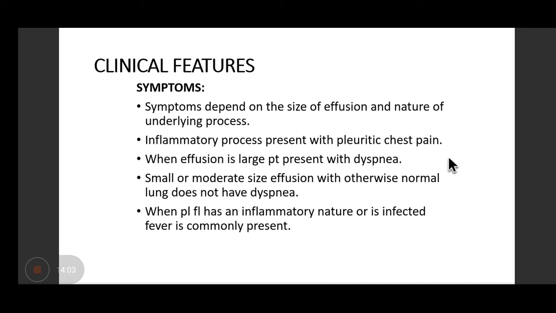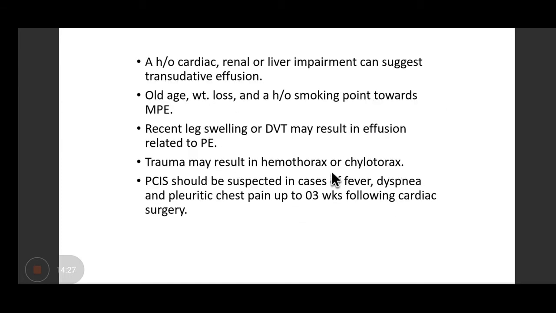So inflammatory processes will present with pleuritic chest pain, and when the effusion is very large, the patient will present with dyspnea. A small or moderate size effusion otherwise will not have dyspnea. And if the inflammatory or infective nature of the lesion is there, fever is also commonly present. Now, how will you make out what type of pleural effusion is there based on the history?